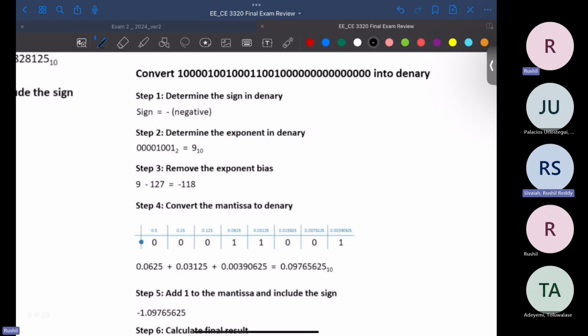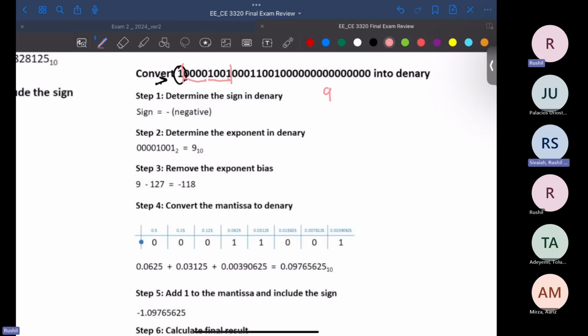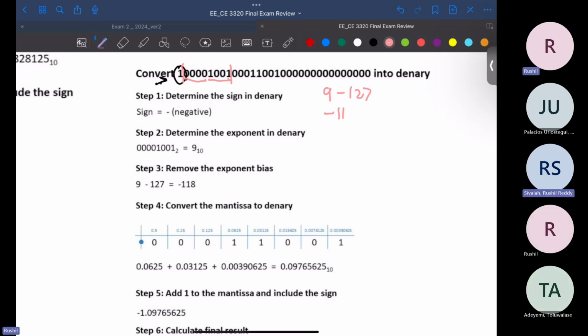Okay. So we see that we have the initial 1, which means it's negative. So we got that. And then we're going to go over here. So we got, let's see, 4 and 4. Yeah, okay. Yeah, so that's 9. And then since this is a negative, we're going to subtract 127, which is 118, which is our exponent. Don't ask me why. It's just how it's done.